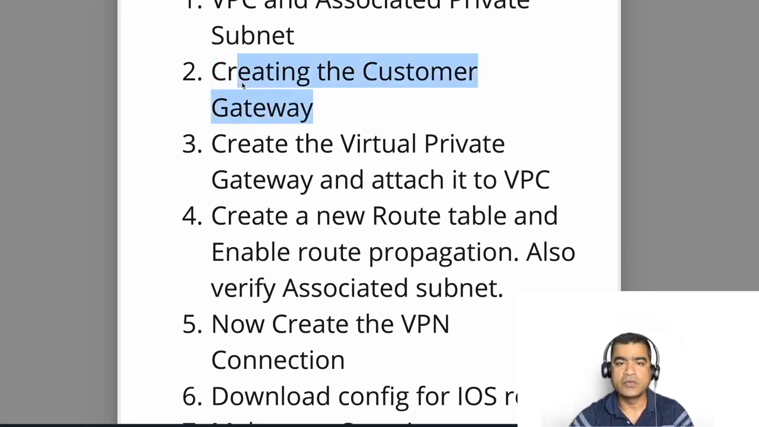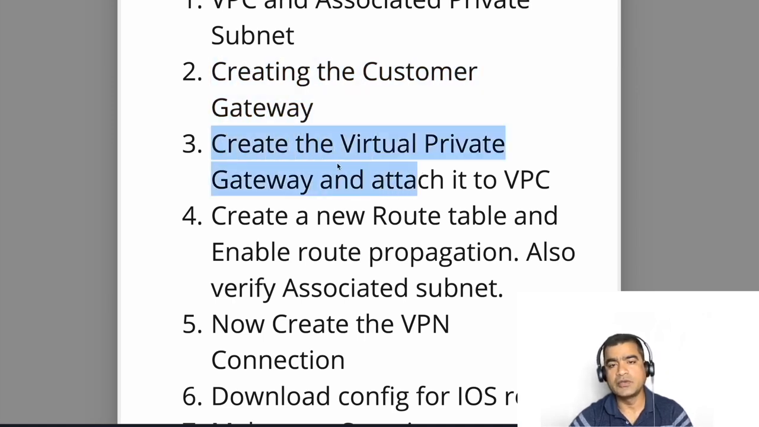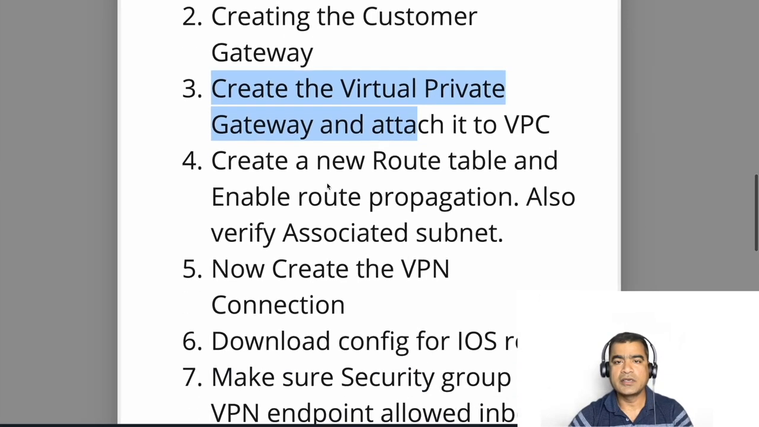Then we will create the virtual private gateway, VPGW, and VPGW is going to be a glue throughout this VPN connection. Then create a new route table. Obviously we need to create a route table so that whatever routes are here, we can use VPGW to propagate those routes. So the route table will be populated, and VPGW will act as a gateway. Now create the VPN connection.